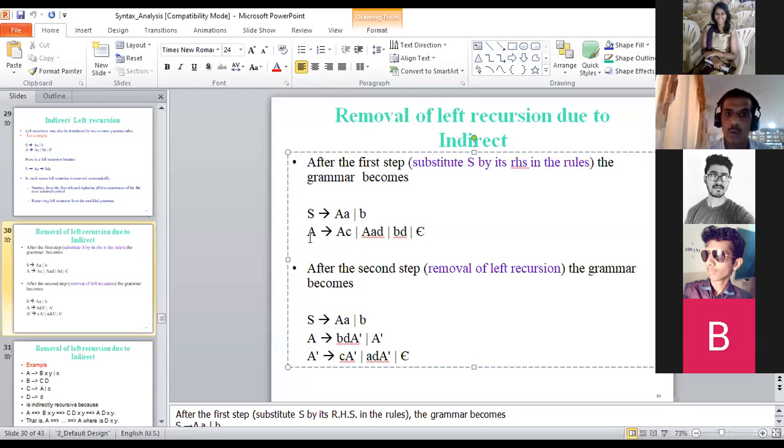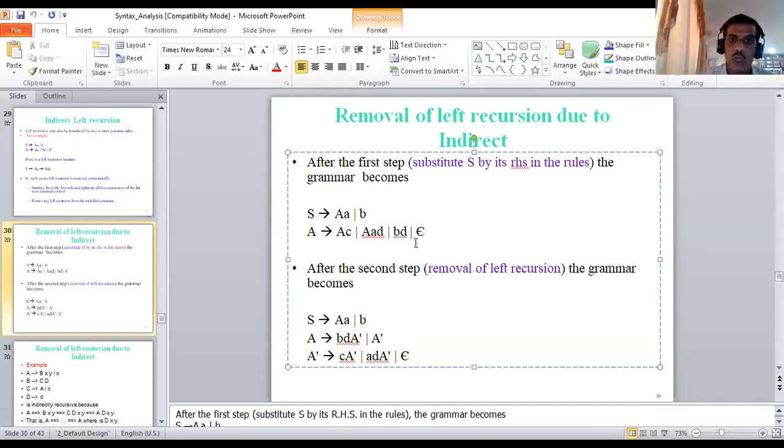So you're supposed to apply what? This is A tends to A alpha 1, A alpha 2, beta 1, and beta 2. So you apply this. After applying the first step, you get the left recursion with respect to A. So you're supposed to remove that. In order to remove it, you consider this is beta 1, this is beta 2. So automatically, A tends to beta 1 A dash, beta 2. Beta 2 is what? Epsilon.